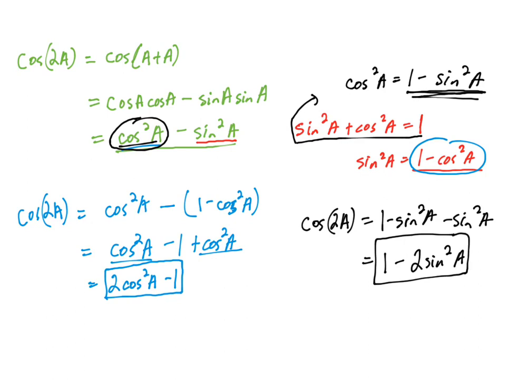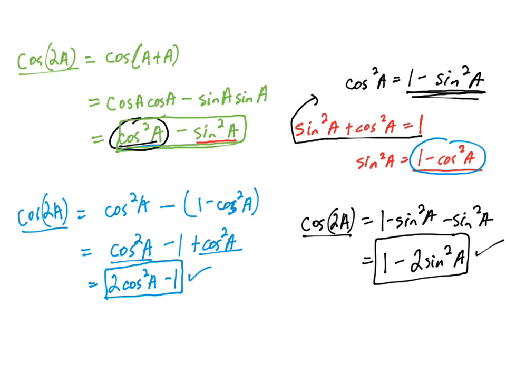So I have 3 different versions here. I have 1 minus 2 sine squared of a is equal to cosine of 2a. I have 2 cosine squared of a minus 1 is equal to cosine of 2a. And then we have this right here, cosine squared of a minus sine squared of a is equal to cosine of 2a. So those are the 3 versions for the double angle for cosine.